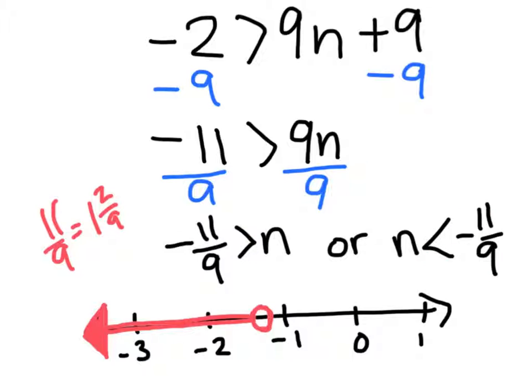Notice how the arrow part of the inequality sign points towards the n. That piranha eats the bigger number. So the negative 11 ninths is the greater number than n, meaning n would be less than, yes. So on the number line, 11 ninths is similar to 1 and 2 ninths, so somewhere around here. Notice how there's an open circle, and notice how it is graphed to the left.